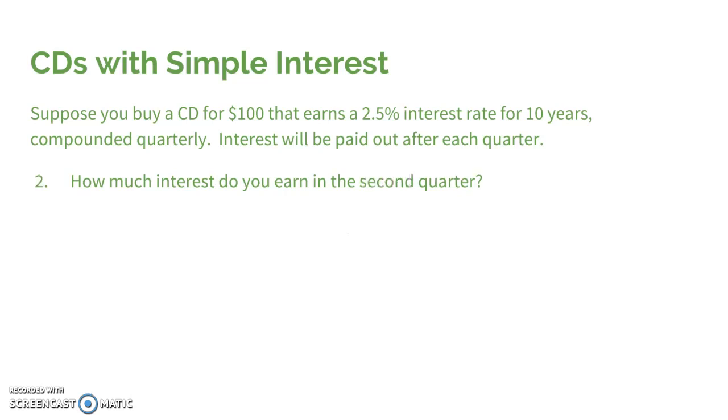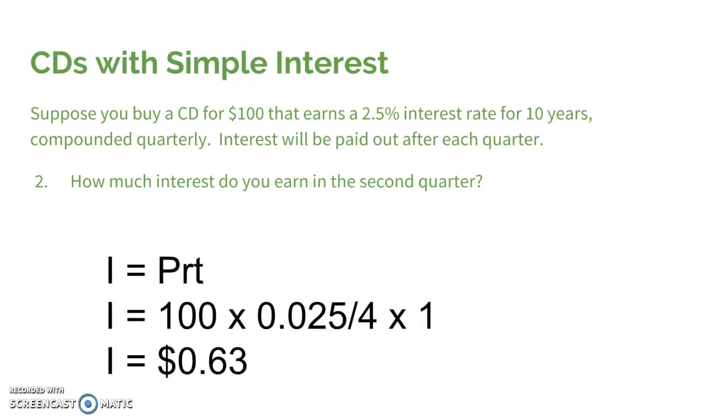How much will I earn in the second quarter? See if you can consider this. All right, hopefully you've made a guess. Again, I'm going to earn 63 cents since it's the second quarter. It's the same amount I earn in the first quarter, same amount you'll earn in the third quarter and the fourth quarter. You earn 63 cents each quarter.